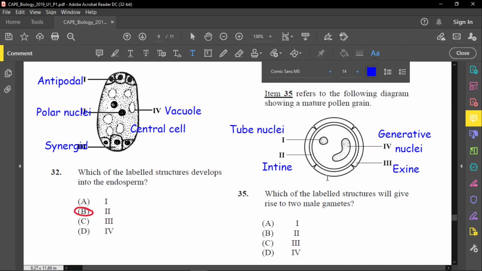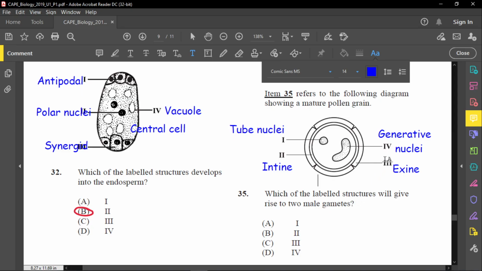All right, so here now it says which of the labeled structures will give rise to 2 male gametes? 2 male gametes. And so if we're going to have 2 male gametes right here, right?